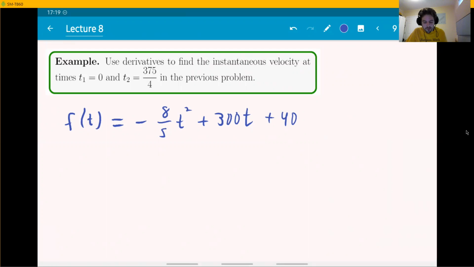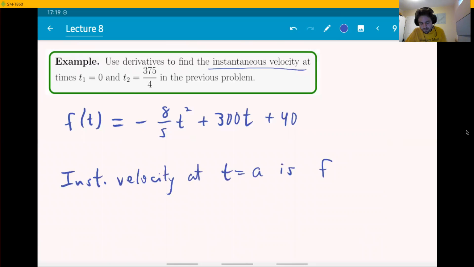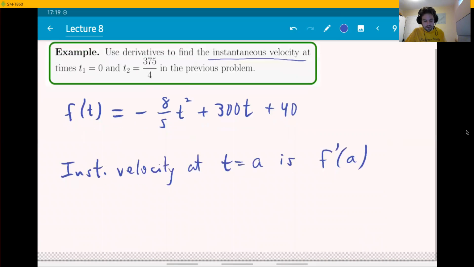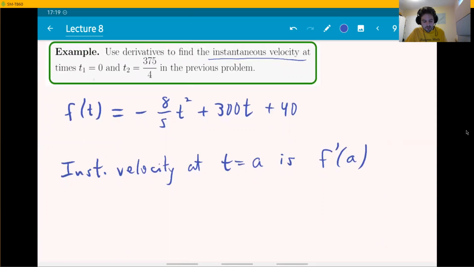So you just need to remember the instantaneous velocity at a time is the same thing as the derivative of the position function at that time. Let me actually write this down. Instantaneous velocity or rate of change at a time equals a is f prime of a. And we want to find it at the numbers 0 and 375 over 4.